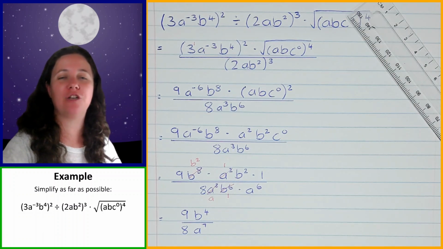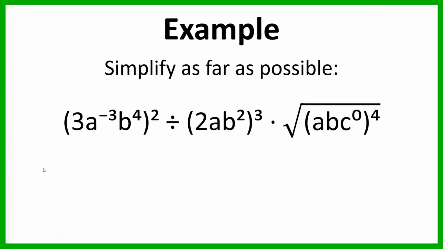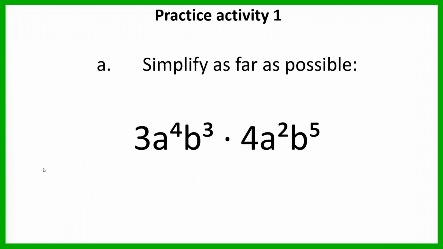Okay, so now I'm going to give you a few that you're going to do for yourself. Here's the first one you're going to do. You've got 3a to the power of 4 b to the power of 3 times 4a squared b to the power of 5. I'm going to give you 30 seconds to simplify this example.